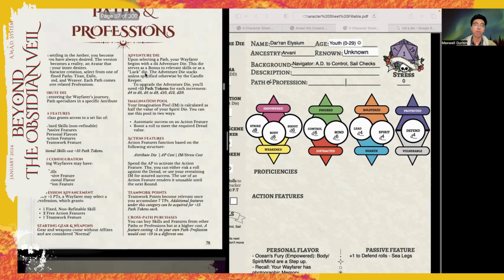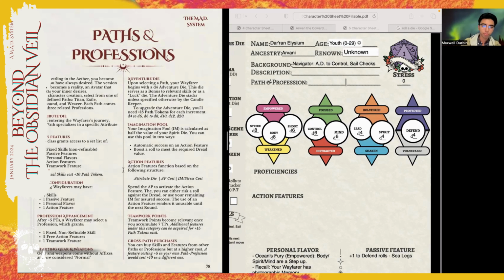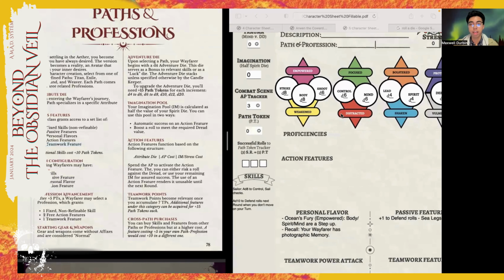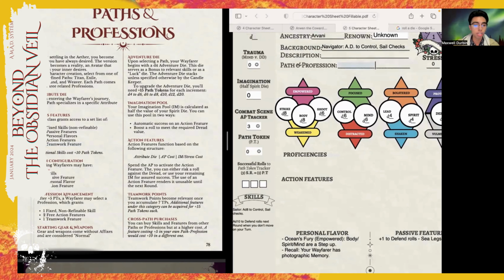Now we move on to our paths and professions. You'll see here that every single path starts with 5 fixed skills, non-refinable, 5 passive features, 5 personal flavors, 5 action features, and 1 teamwork feature. When starting your Wayfarer and choosing your path, you get to choose 2 skills, 1 passive feature, 1 personal feature, and 1 action feature.